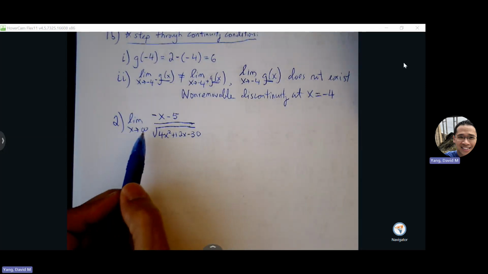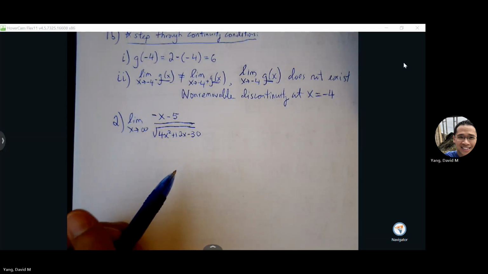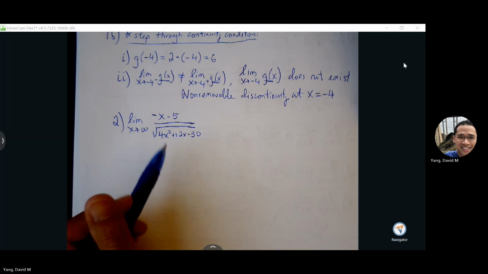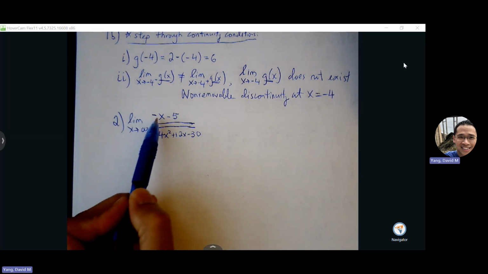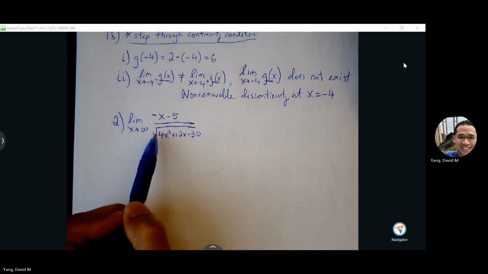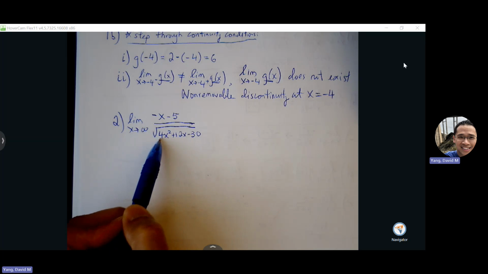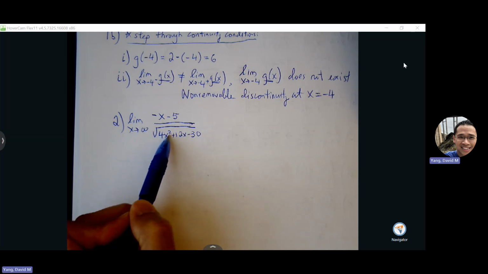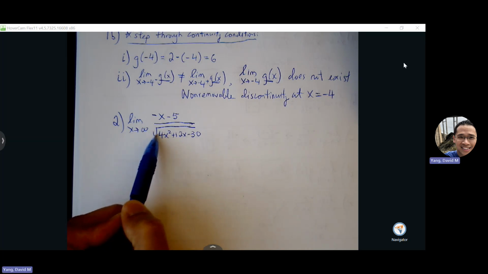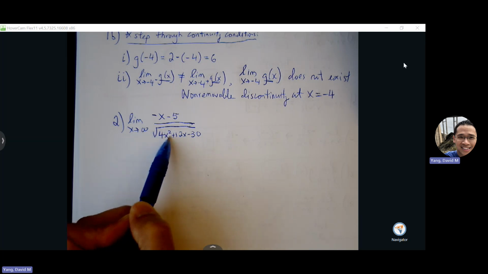So what do we do if we see infinity? Compare degrees. What's the degree of the numerator? 1. What's the degree of the denominator? It looks like 2, but it's really a 1 because the square root is going to undo that down to a degree 1. So what happens if the degrees are the same?